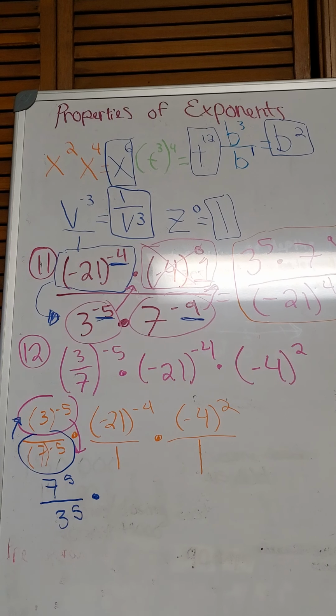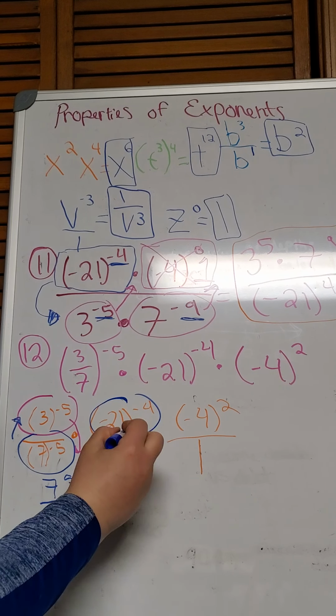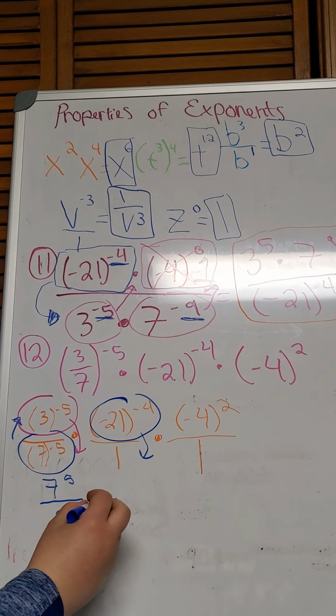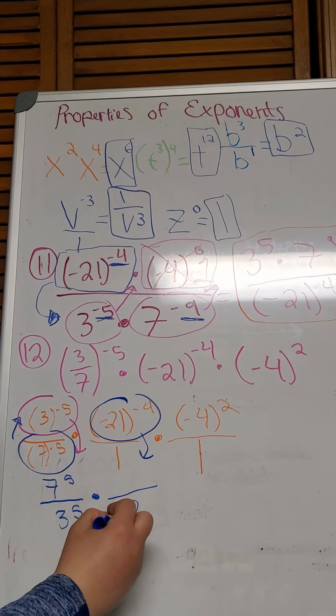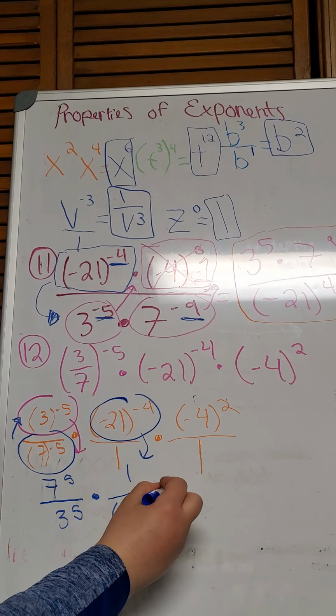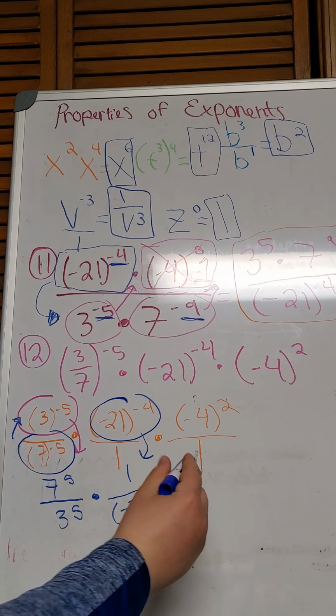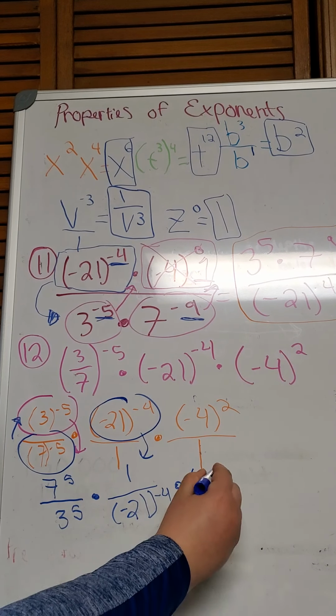The next one, okay, it has negative 21 to the negative 4th. I can't have that negative 4th. So I'm going to take this whole thing and move it to the denominator. Well, if I put that in the denominator, there must be a 1 in the numerator, right? The next one, notice it has a positive exponent, so I don't have to change its location. So it's just going to be negative 4 squared.